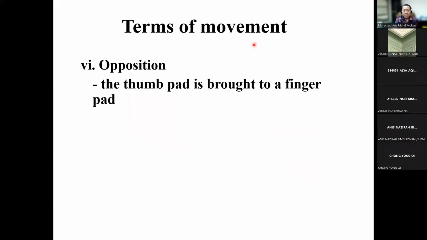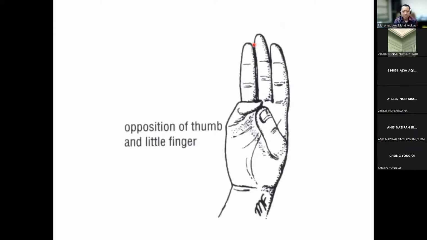Opposition means a thumb pad is brought to a finger pad. A thumb pad is your thumb here, to a finger pad. This is opposition of the thumb to your index finger, to the middle finger, ring finger, and also little finger. This is opposition movement. Okay, all right. Example here, opposition of thumb and little finger. Right? All right.